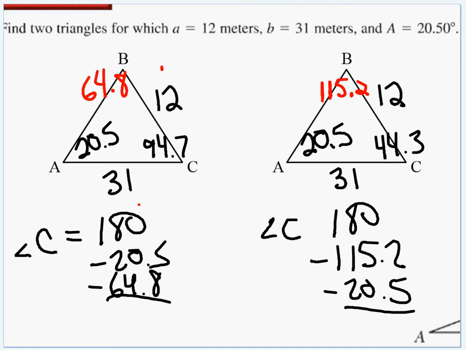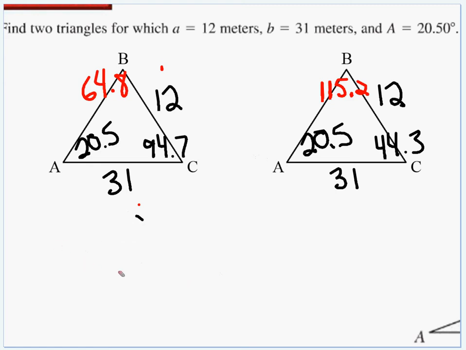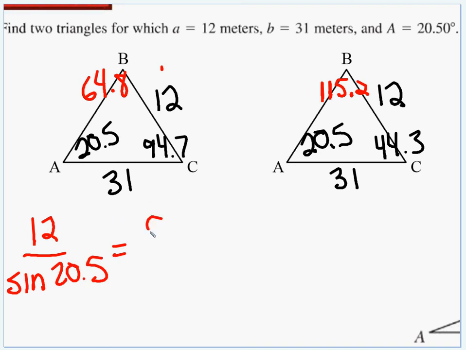Remember, a triangle can only have 180, and here we have two triangles with the same given info, but they have different angle Bs, and that means they're going to have different angle Cs, and that means side C is going to be a little different for each of them. So our triangles are almost solved. We just need side C for each triangle. So I'm going to come back over to the first triangle, side C over here. Remember to use the given info as much as you can. So I'm going to use the 12 over the sine of 20.5, and that's going to be equal to C over the sine of 94.7.